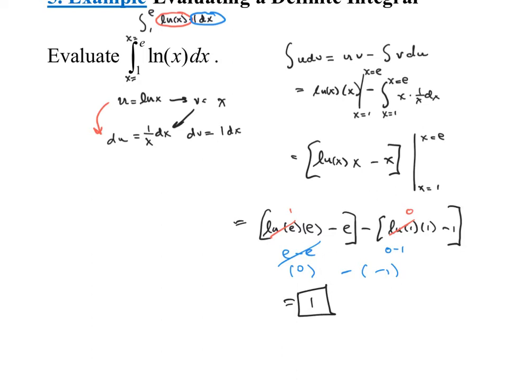So what is the integral from 1 to e of the natural log of x with respect to x? You use integration by parts with u equal to the natural log of x, dv equal to just 1 dx. We do the uv minus the integral of v du, evaluate the entire thing from 1 to e. Plugging in e first, 1 second, we end up with 1.